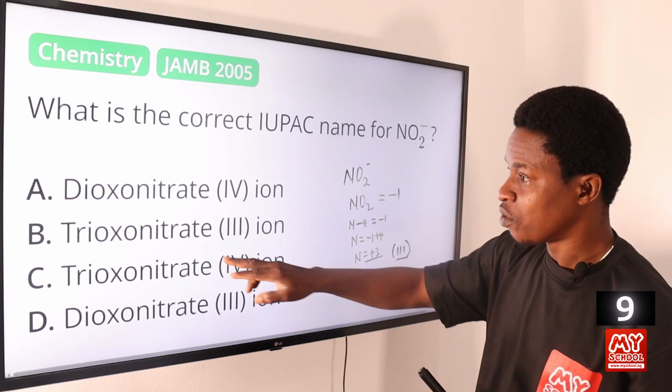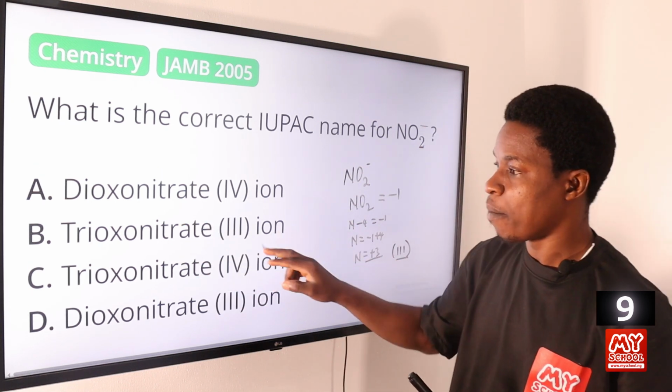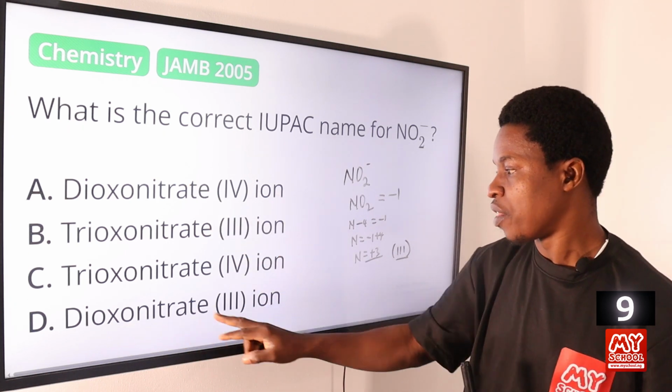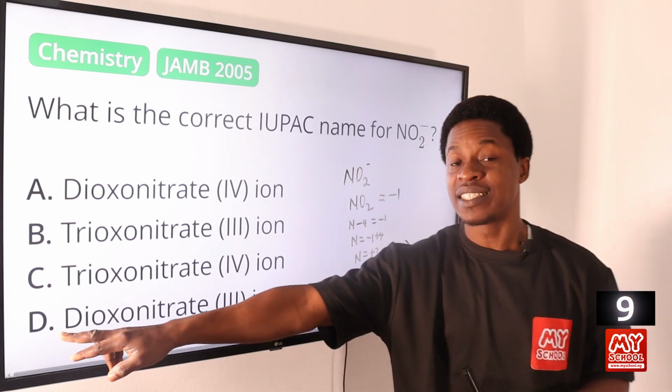So dioxo and triazono, both of them are what? Eliminated. So between these, this is not this option. This is the dioxonitrate 3 ion. That is it there. So the correct answer is option D.